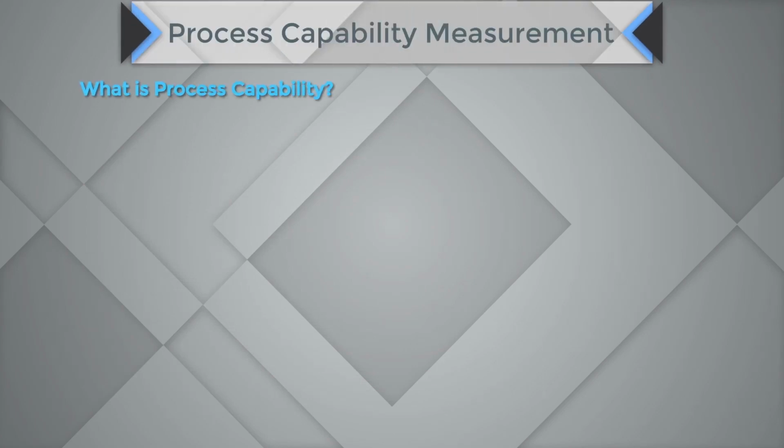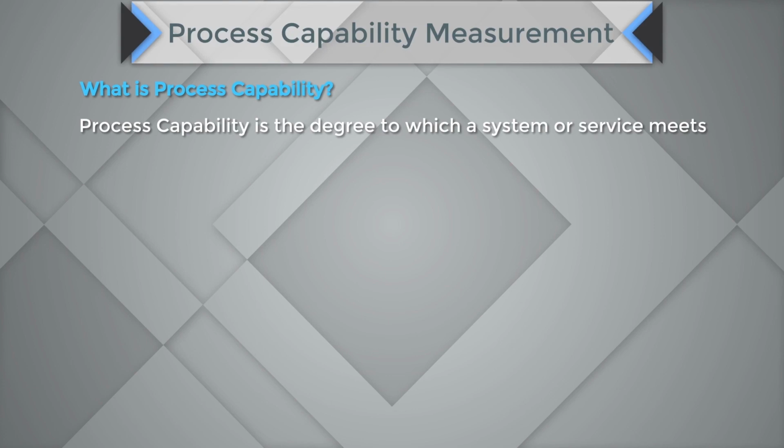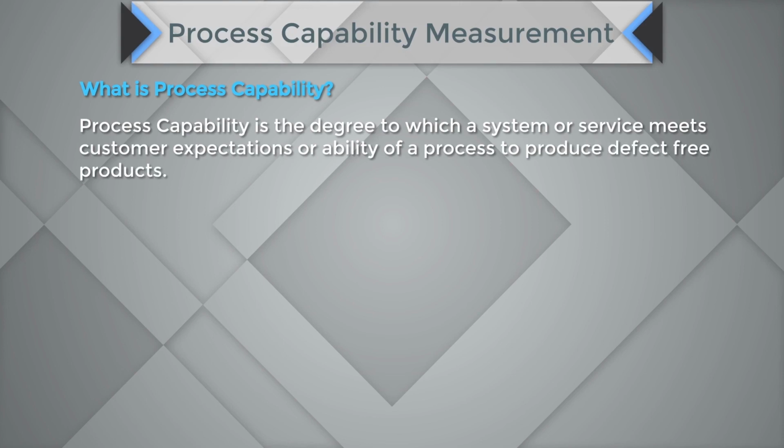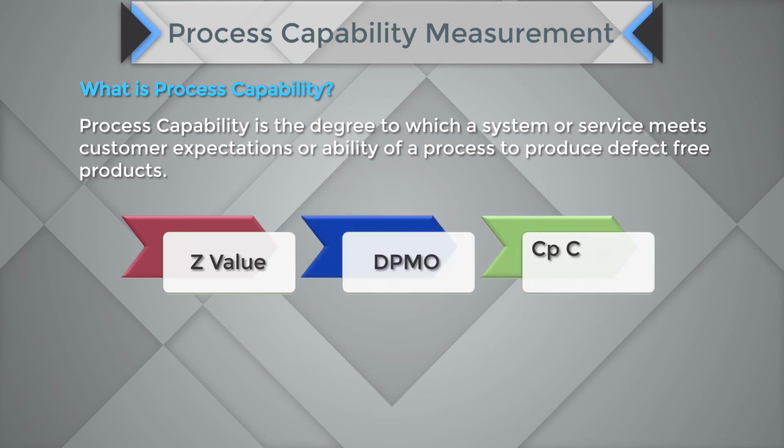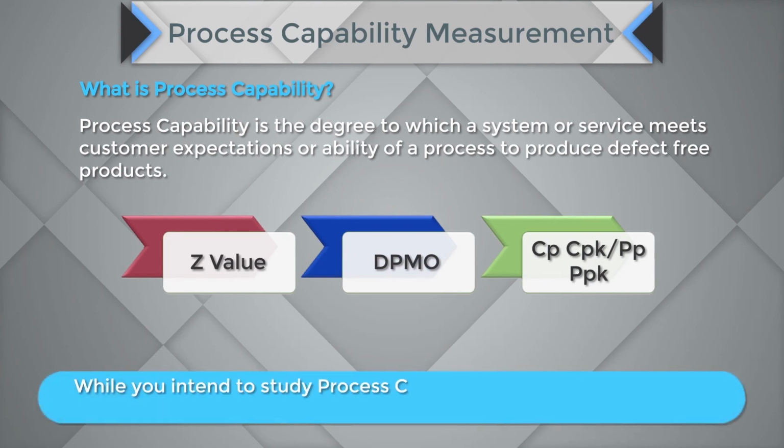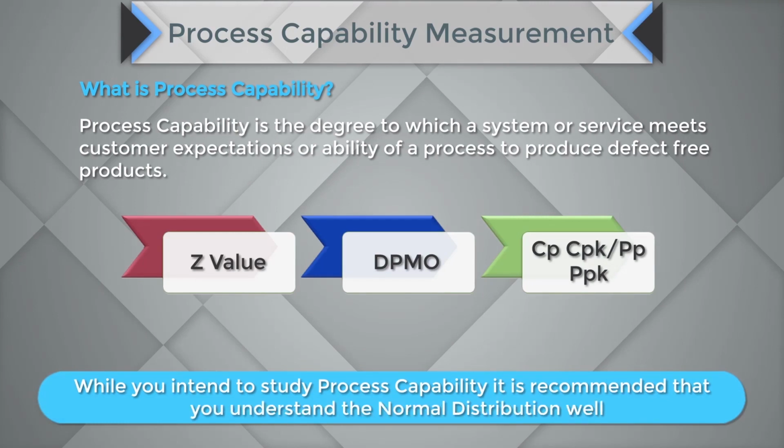What is process capability? Process capability is the degree to which a system or service meets customer expectation, or it can also be mentioned as the ability of a process to produce defect-free products. There are three possible indices of process capability, namely Z-value, DPMO, and Cpk, PPK. And while you intend to study process capability, it is recommended that you understand the normal distribution curve well.